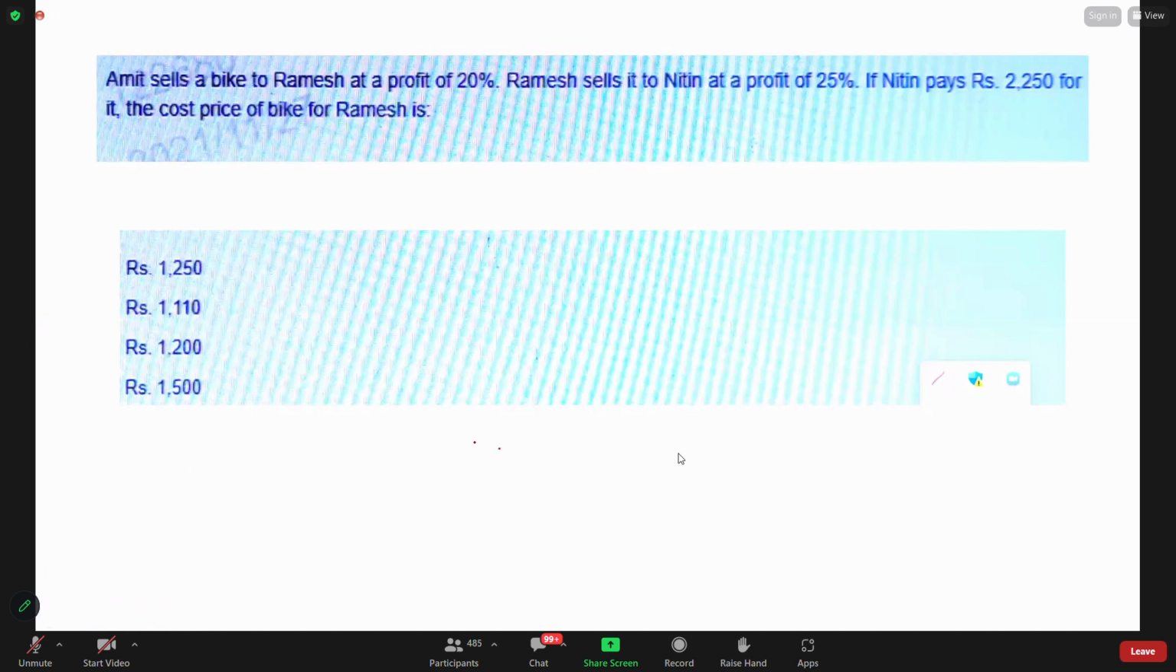We should take 120. So let me write down the names here: Amit, Ramesh, and then comes Nitin. Guys, consider 100 was for Amit. So let's say Amit bought the bike for 100 rupees. He sold it to Ramesh at a 20% profit. So what does 20% profit become? It will become 120. Now Ramesh sold it to Nitin at a 25% profit.